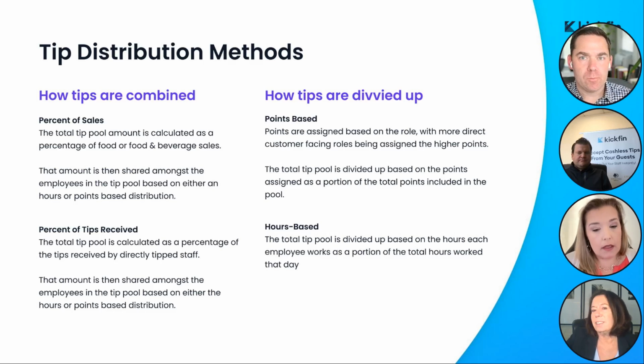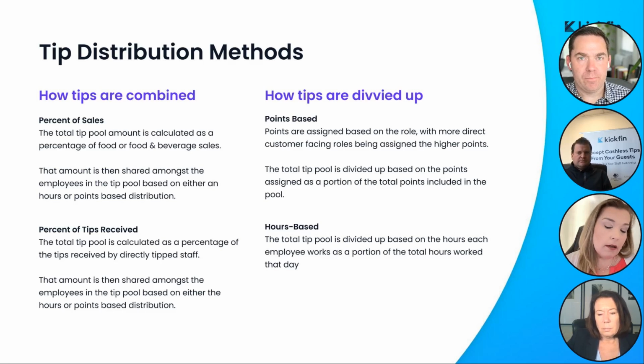Tip pooling is when all of the tips received are pooled together and distributed to the employees who are eligible for that pool. So regardless of what the table may have left you as an individual for a tip, you're going to get your share of that based on your hours worked, for example. So you're not keeping any of your personal tips. It all goes into a collective.